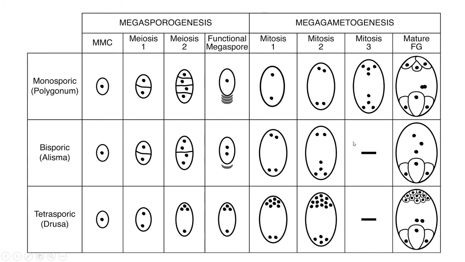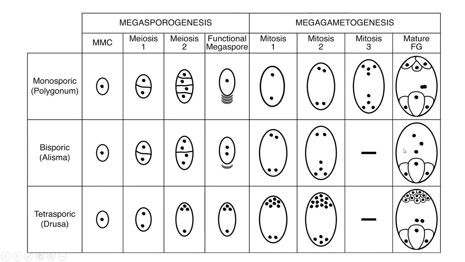In the same way, the three nuclei which are present at the chalazal end form into antipodals, as is the case in Polygonum. So nothing is different here, same as that of the Polygonum type, but here the dyad, the two nucleated dyad, acts as a functional megaspore. Already two nuclei are present, so it undergoes only two mitotic divisions. In Polygonum, only one nucleus undergoes three mitotic divisions. As a result, an 8 nucleated structure is formed, but here it's already a two nucleated structure, so it undergoes only two mitotic divisions, resulting in the formation of an 8 nucleated embryo sac.